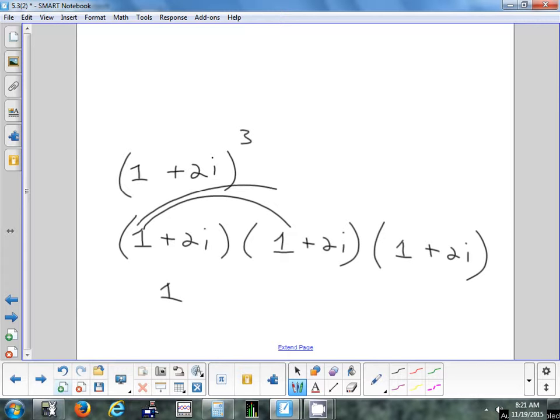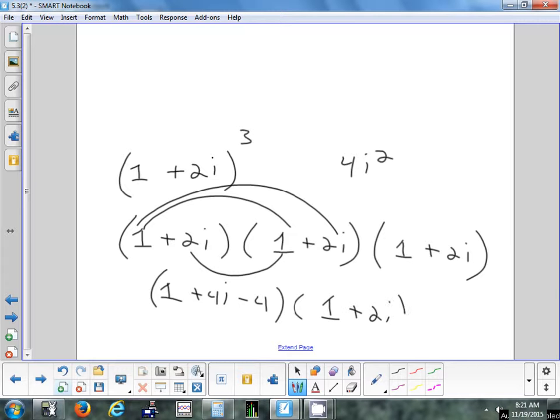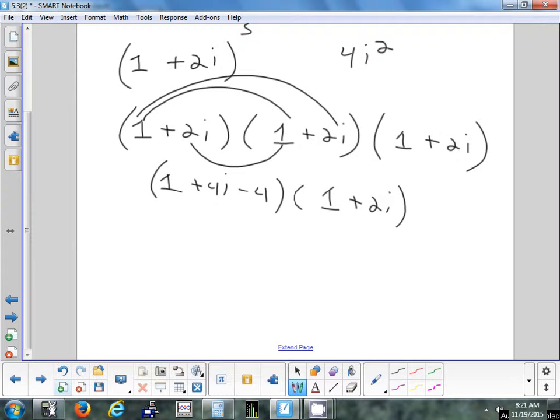1 times 1. 1 times 2. I have another 1 times 2. So that gives me 2i plus 2i. And then 2i times 2i. 2 times 2 is 4. i times i is i squared. What number is that really? That's negative 4. So we've got this. And what's 1 take away 4? Negative 3. Any question on just multiplying that times that?